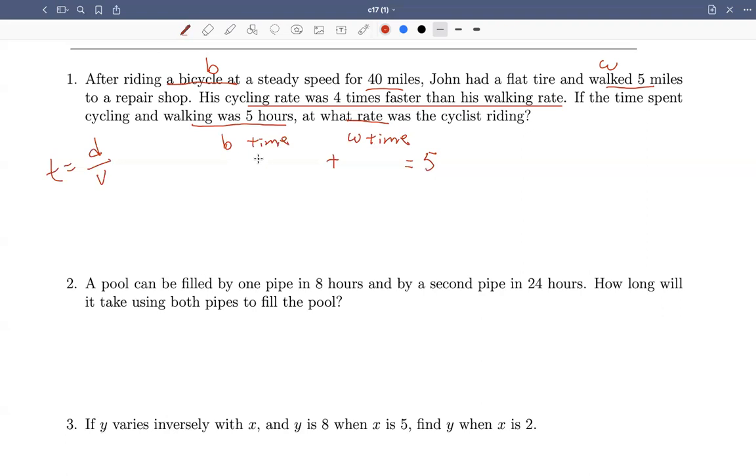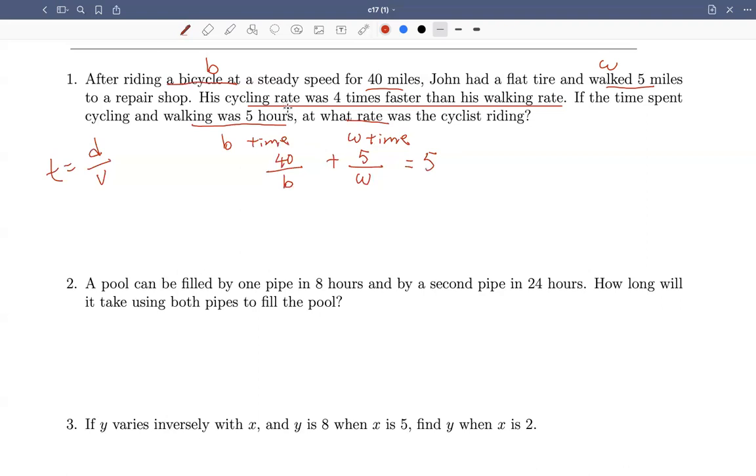So he bicycled 40 miles. What is his speed of bicycling? We don't know, and we call it B, right? And for walking, how many miles did he walk? He walked 5 miles. What's his speed of walking? We don't know, and we call it W, right? So this is time spent on bicycling. This is time spent on walking. Distance divided by speed. What else do we know?